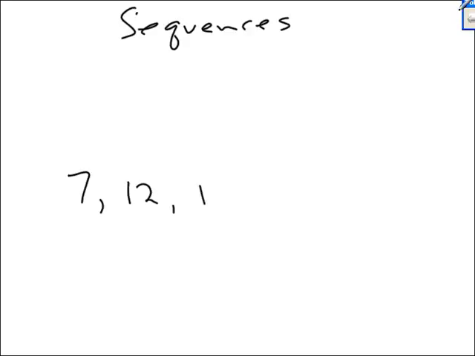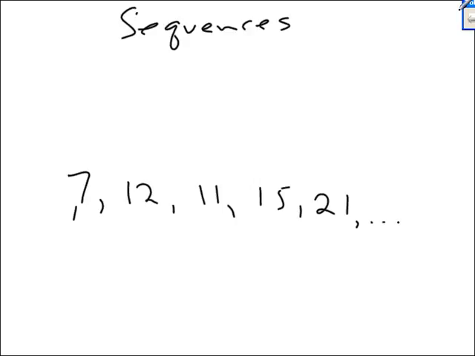Going to talk about sequences. A sequence is just a list of numbers: 7, 12, 11, 15, 21, etc. Actually, I think it can be an infinite sequence.